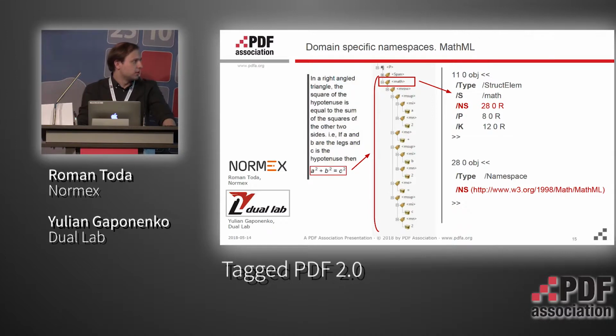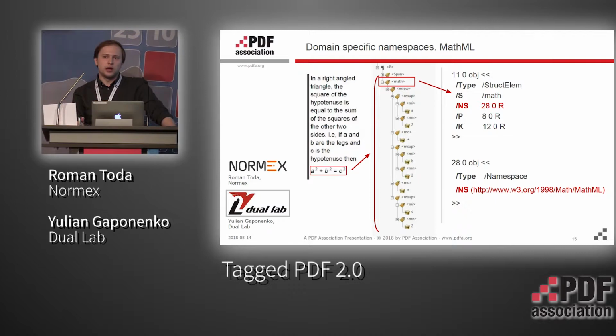It's pretty easy, and in this example, you can notice that there is no role map NS entry, no special role mapping for MathML, but for any other custom structure namespaces, you would need to specify it. So namespaces are not the only new syntax thing that is introduced. I'll let Roman speak about some others.